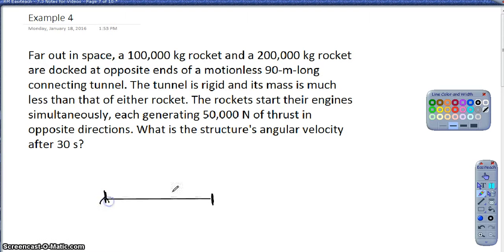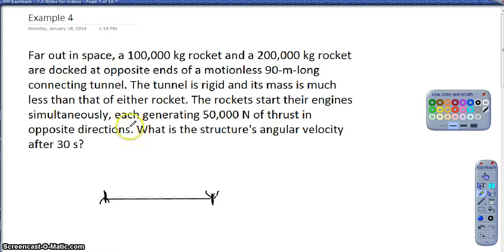So they're rockets, of course. They have to have some type of little wings down there to let us know they're rockets. But anyway, this is what we're looking at, right? So the tunnel is rigid and its mass is much less than either rocket. So that's basically saying we're not worried about the mass of the beam, which is nice. It's going to simplify that a little bit for us.